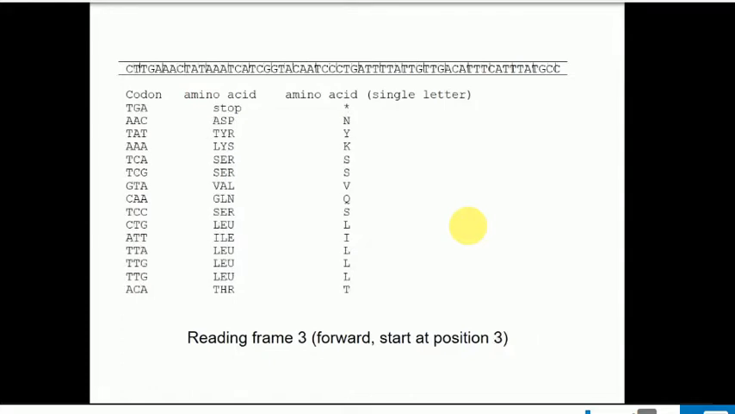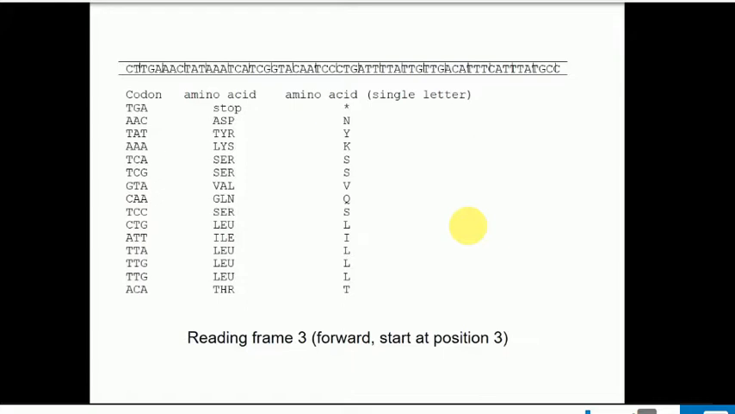Do the same thing again. We can shift the reading frame along another base. So now the third base is the start of the first triplet. And that gives us a stop codon straight away. But then we have another string of potential amino acids afterwards. Again, no methionine there, so probably not a protein sequence in there.